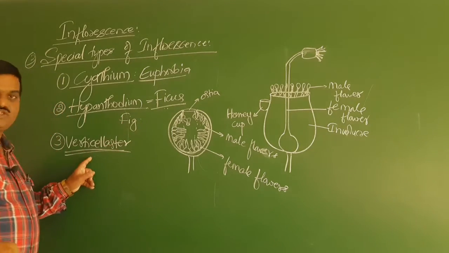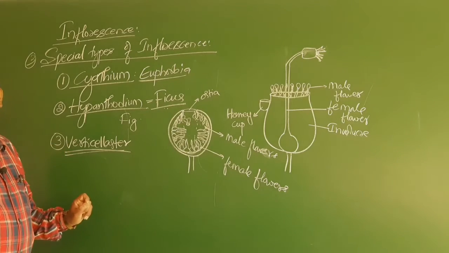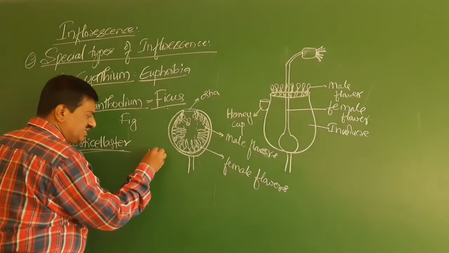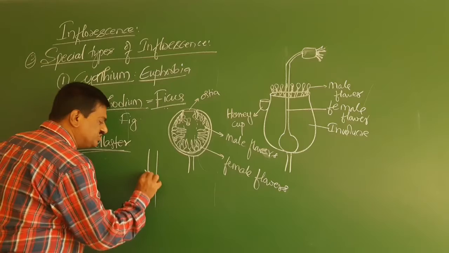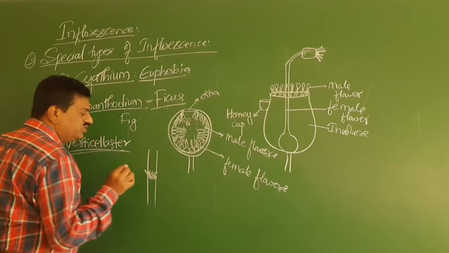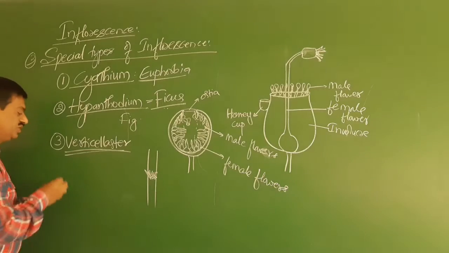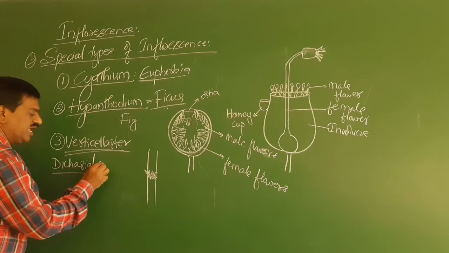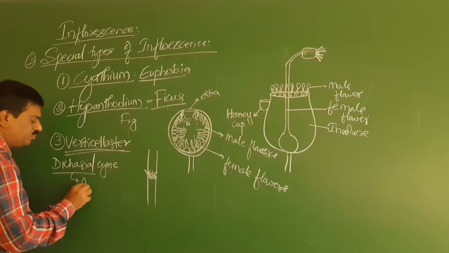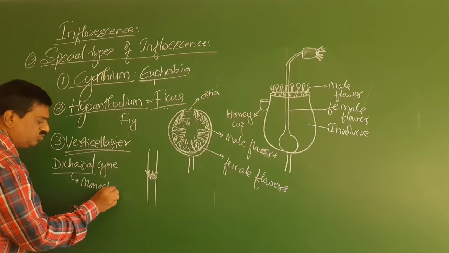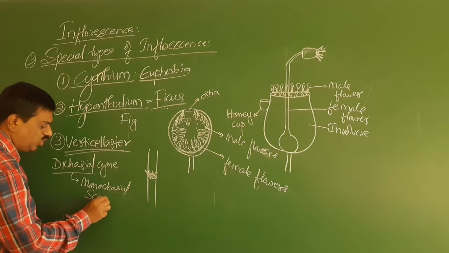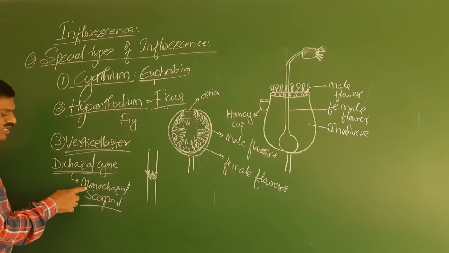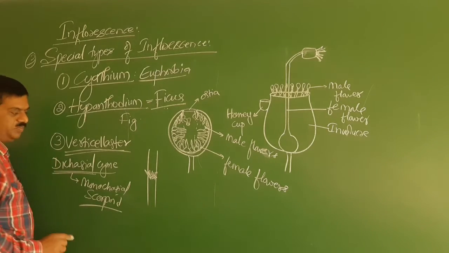So we'll go for the next one, called verticillaster inflorescence. The third one is verticillaster inflorescence. In a verticillaster inflorescence, at the nodal region, the flowers are arranged in a dichasial cyme. This dichasial cyme gradually changes to a monochasial cyme, in a scorpioid arrangement. I'll repeat this: in a verticillaster, the dichasial cyme converts into a monochasial scorpioid type.